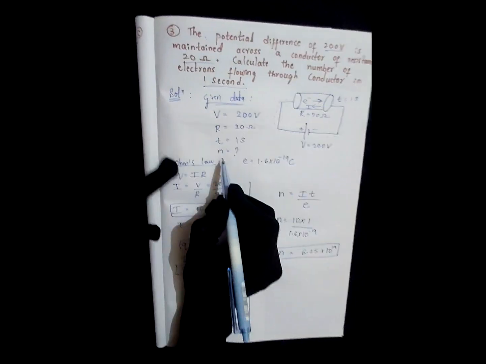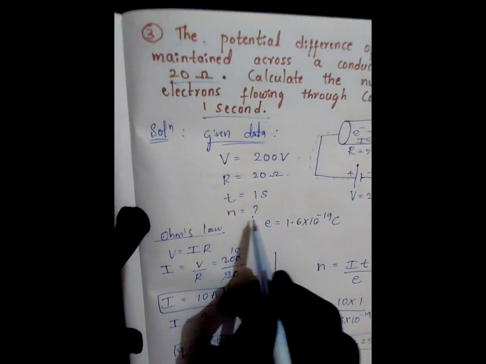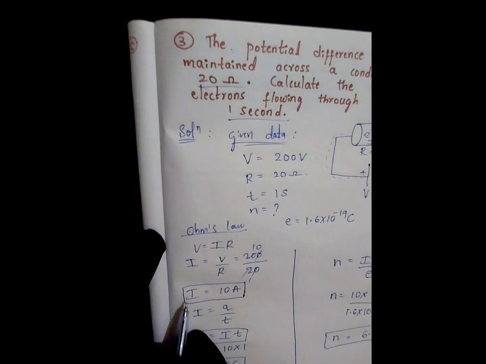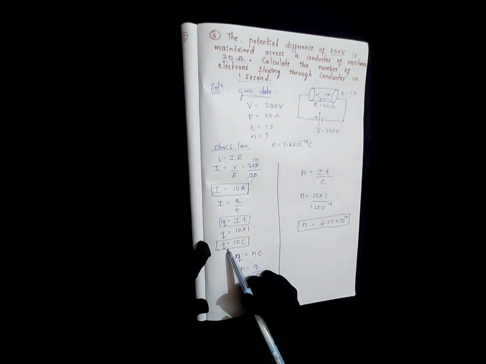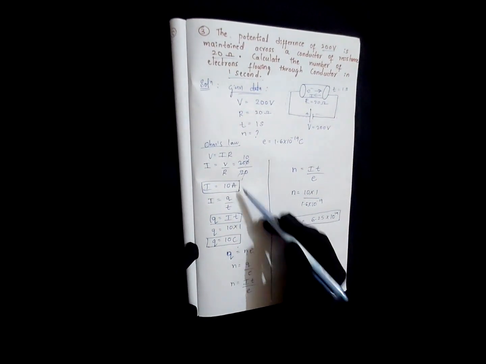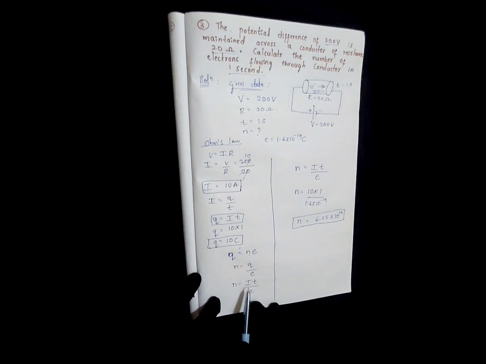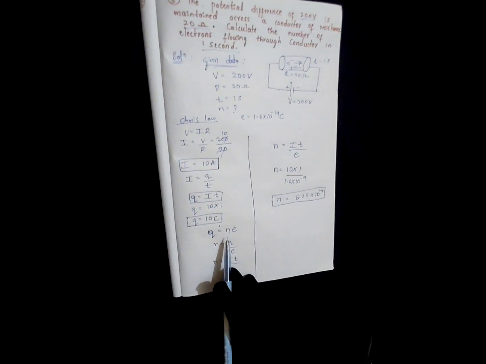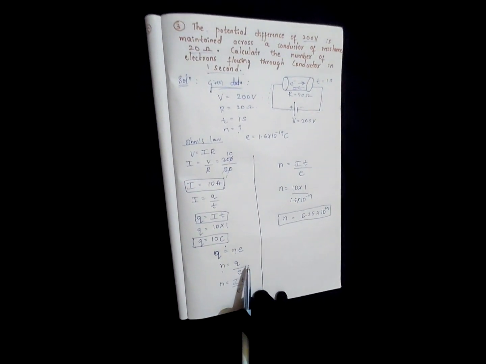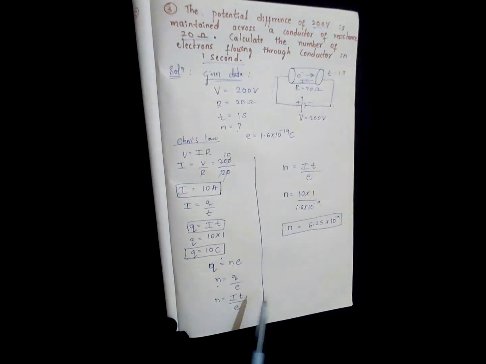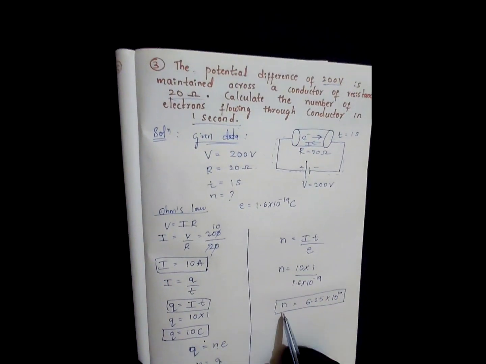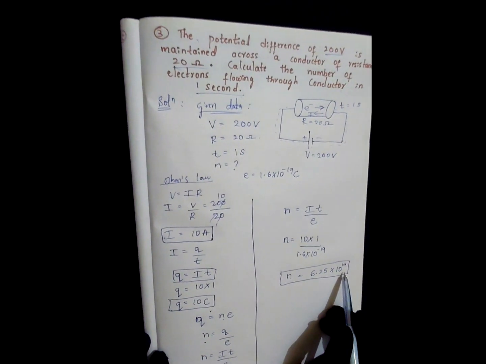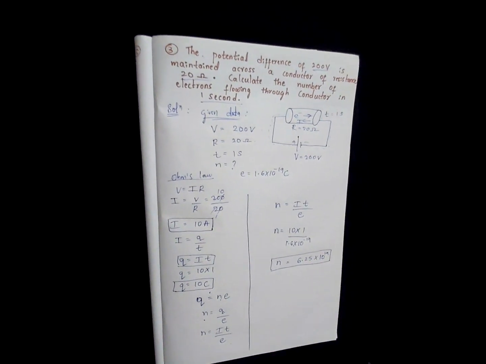Before that, see here, if we need to find the number of electrons, first we need to calculate the value of current, and next we need to calculate the value of charge, and both values are substituted in the formula. We know the charge formula is n into E. Again n equal to Q by E. Again Q equal to I into T divided by E. Substitute all the values here. We get n equal to 6.25 into 10 to the power 19. Take this screenshot, students.